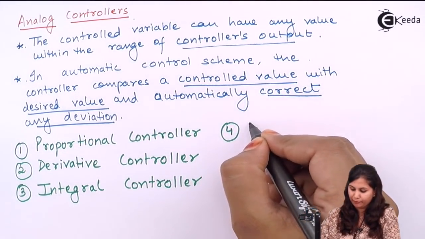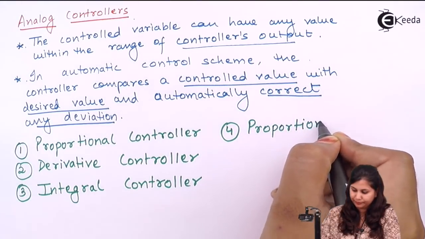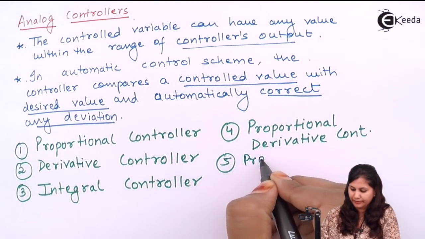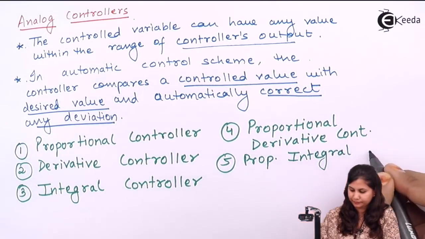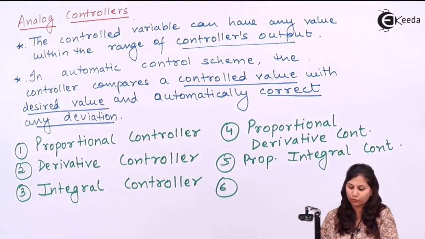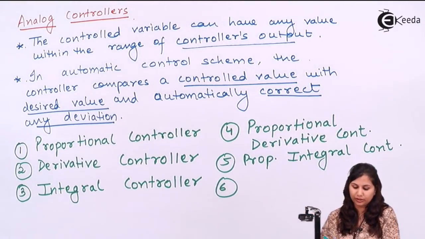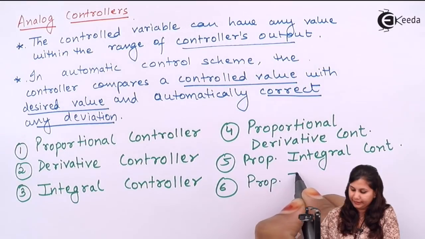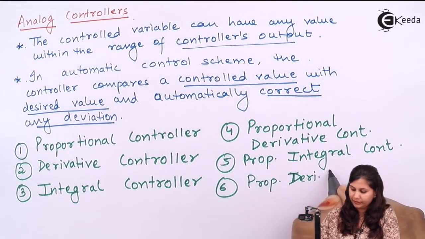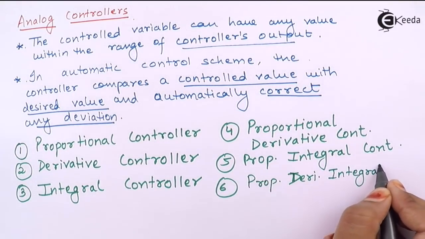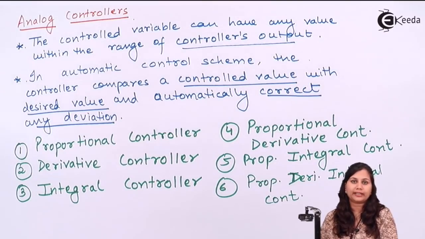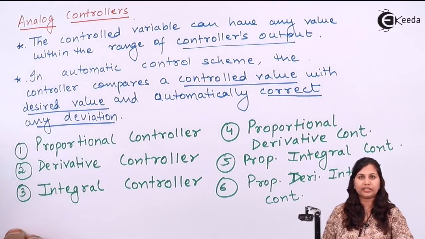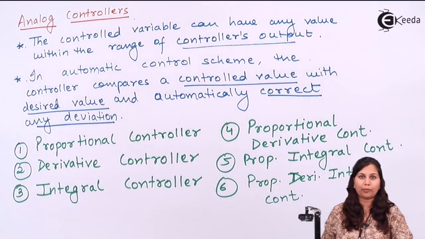And there are also controllers which are a combination of these three types. We have the proportional derivative controller, then we have the proportional integral controller, and we have the controller which is the combination of all three, proportional, derivative and integral controller. So there are these six types of controllers in the analog controllers. Now we are going to study these controllers one by one. So let's start with the proportional controller.